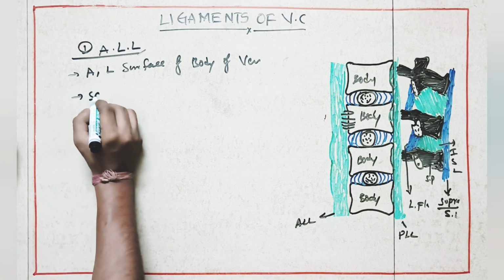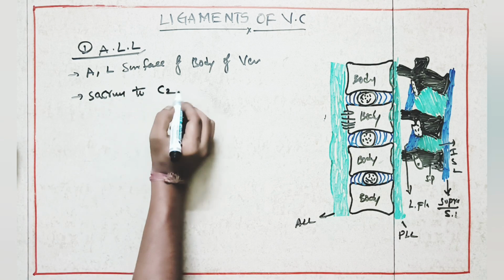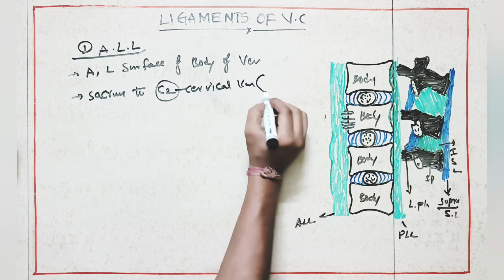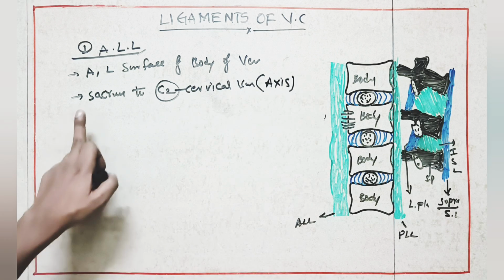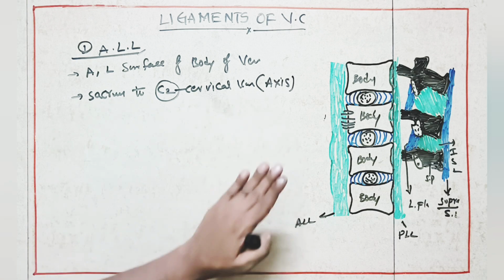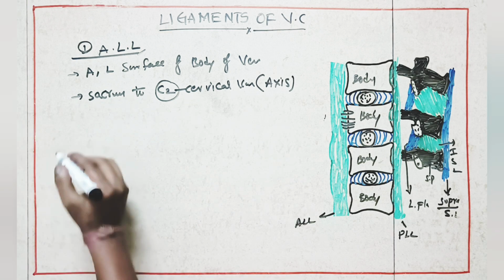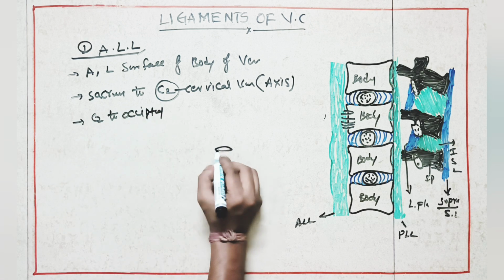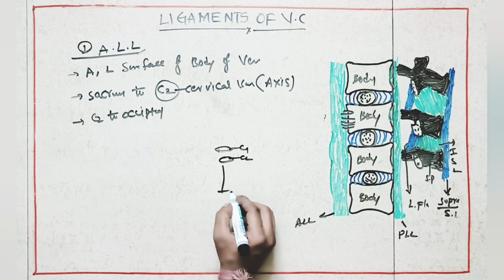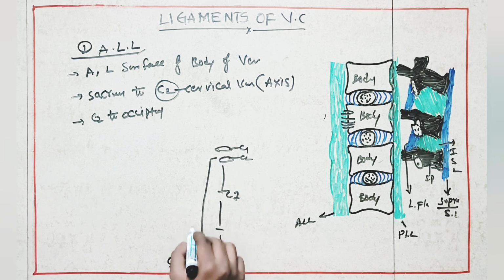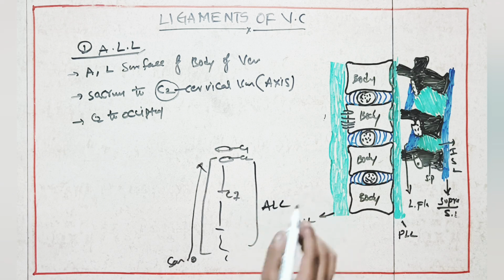From where to where? From the sacrum to C2. The C2 vertebra is also called the axis. From the sacrum to the C2 cervical vertebra, the anterior longitudinal ligament will be present. For example, this is C1, this is C2 up to C7, then the thoracic region will be there. So from the sacrum up to C2, the anterior longitudinal ligament will be present.